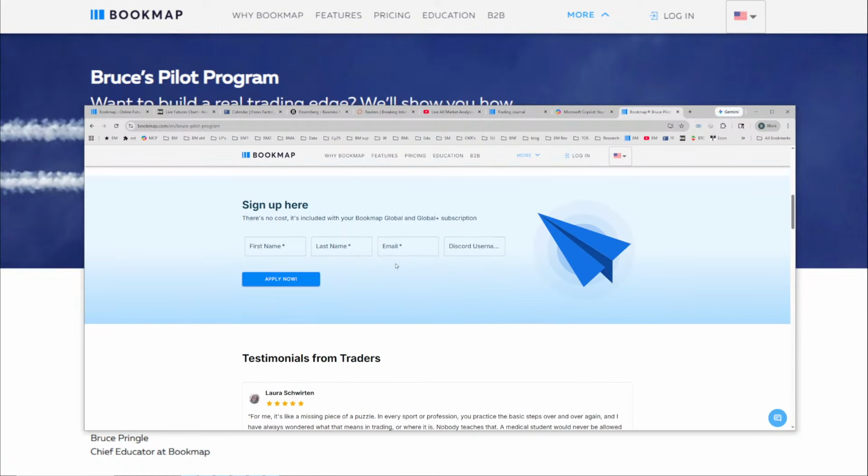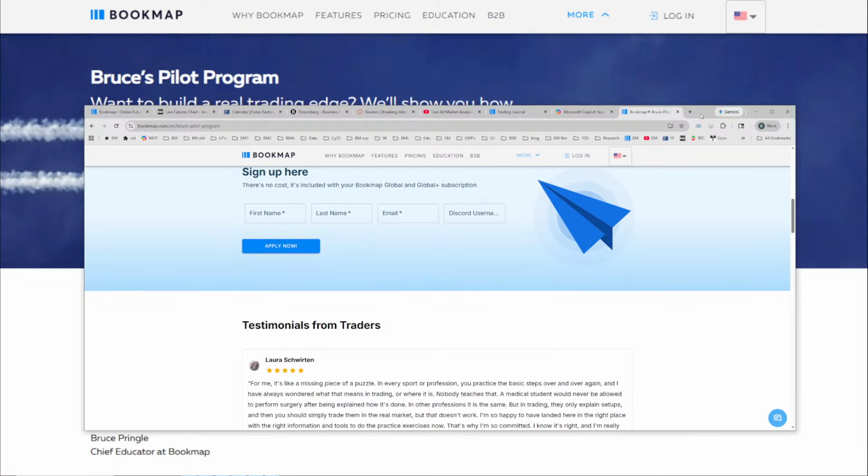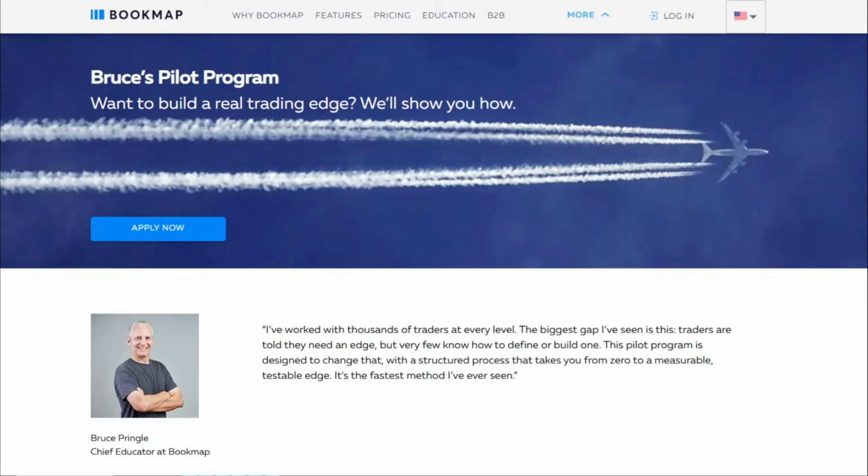Now, you will need to have Bookmap Global or Global Plus. It's included, though. There's no cost. It's included with the subscription, and it makes sense. I mean, come on, you've got to use Bookmap in order to use the replay mode, which is a key tenet of the program. All right, so let's move on here.